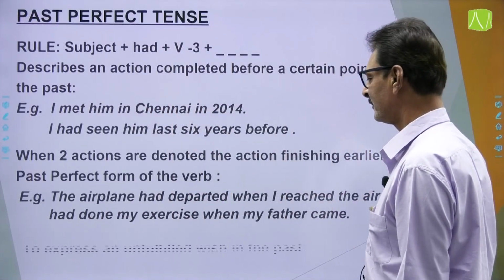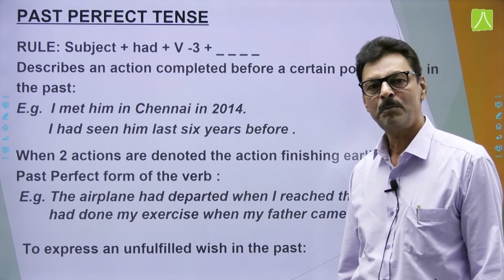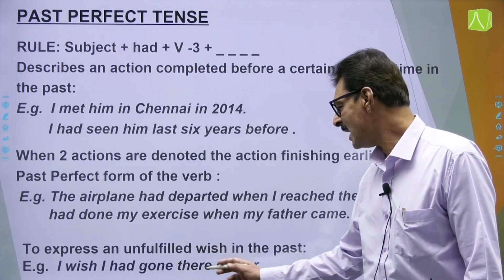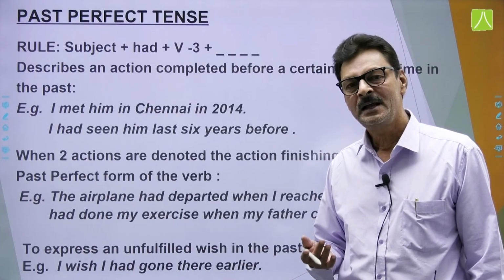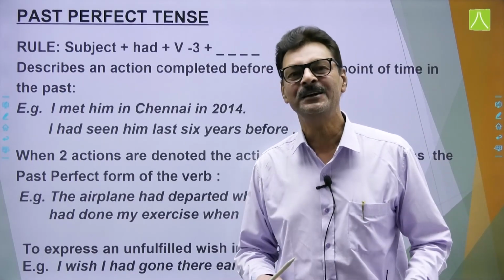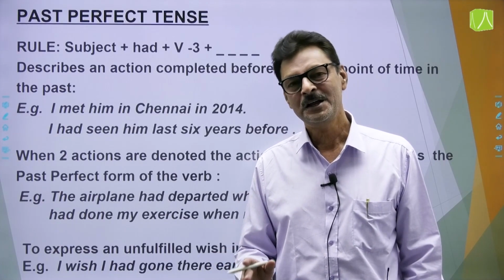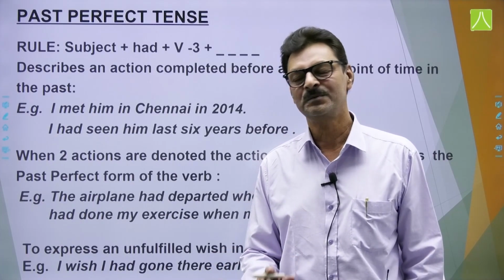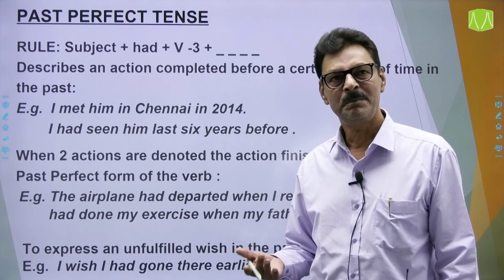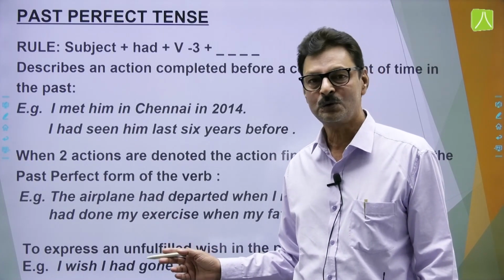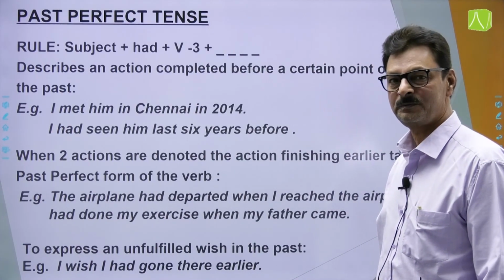Moving on ahead, it is used to talk about an unfulfilled wish in the past. Kash, I wish I had gone there earlier. काश मैं वहां पहले पहुंच चुका होता. I wish I had studied regularly. I know आप सब रेगुलर पढ़ते हो, आपके लिए वो सेंटेंस अप्लाई नहीं होगा. You will succeed, you will get through in your exams. But ये I wish I had gone there earlier. काश मैं वहां पहले गया होता. Yes, या पहुंच चुका होता. So this is the way the past perfect tense is used.